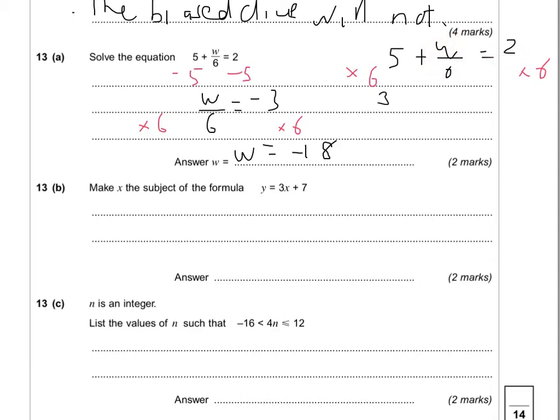If you do that, you would get 30 plus w equal to 12, and then you need to take away 30 from each side to get w by itself. So doing that will get you w equals minus 18, the same answer. Either way is totally fine.